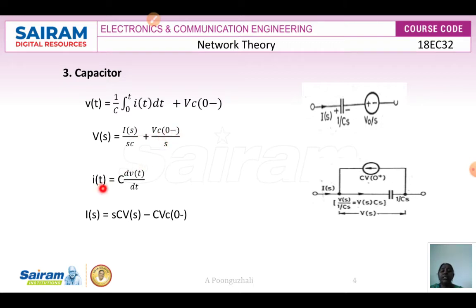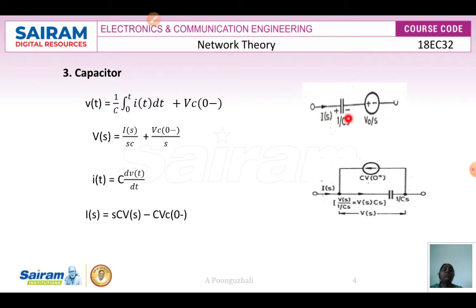So here in this case, this is the voltage across the capacitance. So I can write your voltage across the capacitance is nothing but 1 by Cs. So the voltage across the capacitance is written as 1 by Cs, and your initial voltage can be written as Vc of 0 minus by s.